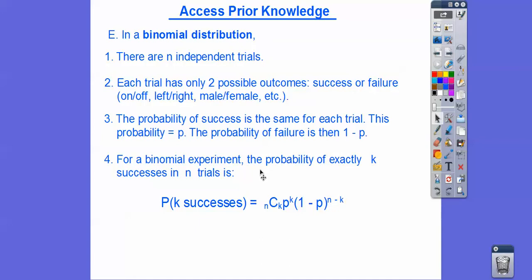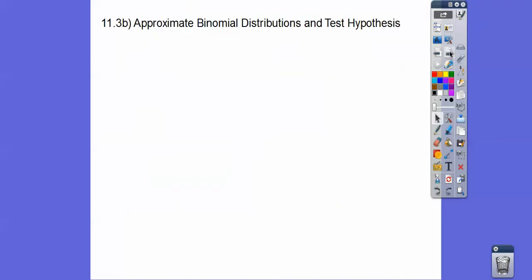And for the binomial experiment, the probability of exactly k successes in n trials was given by this formula. The probability of k successes would be nCk, which is n combination k, times p to the k, times 1 minus p to the n minus k power. We did some examples in lesson 10.6, so we're going to refer to that in just a second.